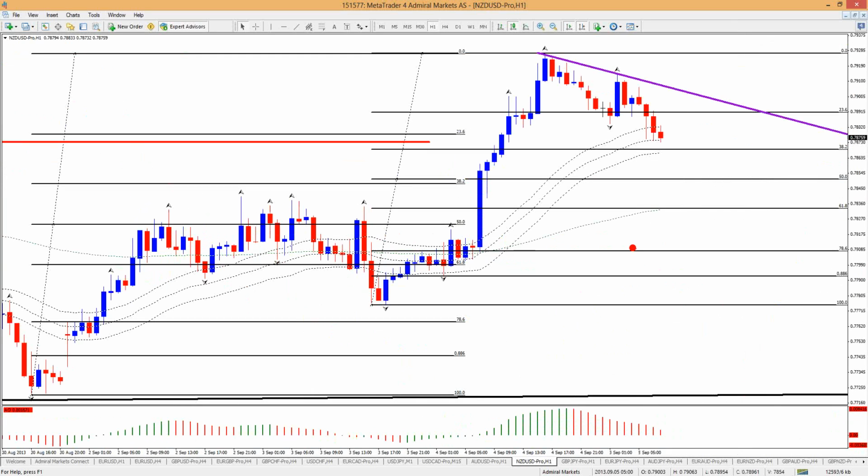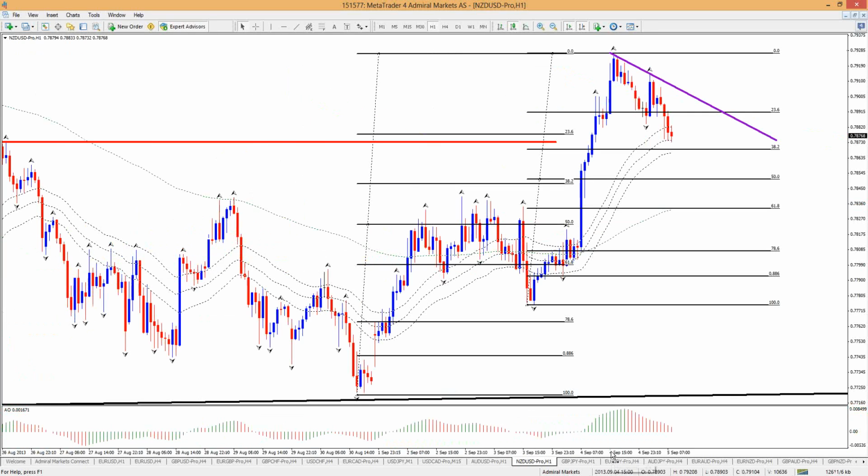And last but not least, level traders could also maybe pick the 618, which is close to the 50 anyhow, and then do a stop loss here, for example. That's one way of level picking.